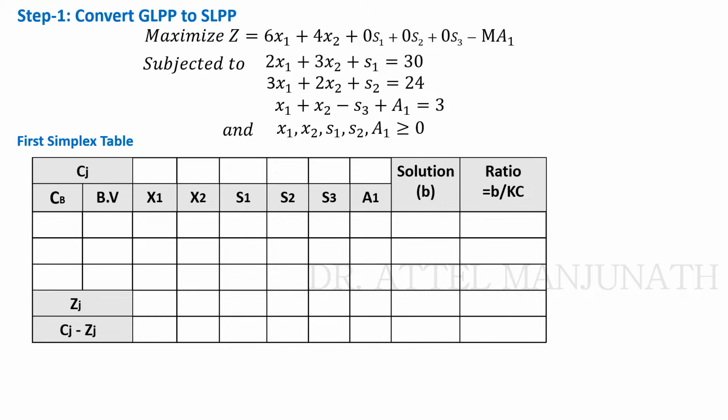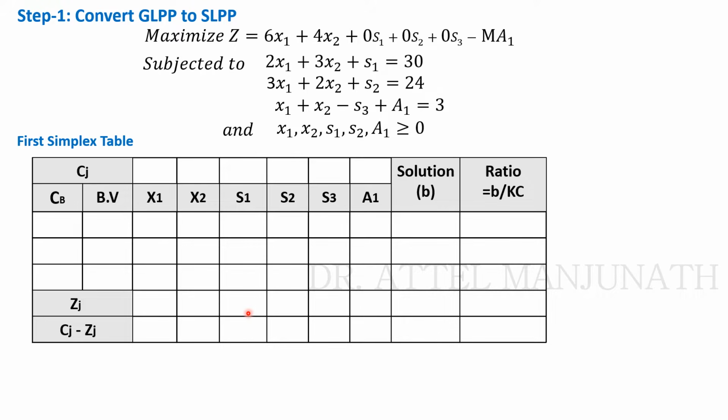Considering the maximization equation and the constraint equations from the objective function in the problem, we will solve by using the big M method. This is the first simplex table. You have to take the standard table wherein Cj represents the coefficients of the objective function, current basic variable x1, x2, s1, s2, s3, and artificial variable a1. We have only one artificial variable a1, and then the solution, the ratio, then zj, cj minus zj.